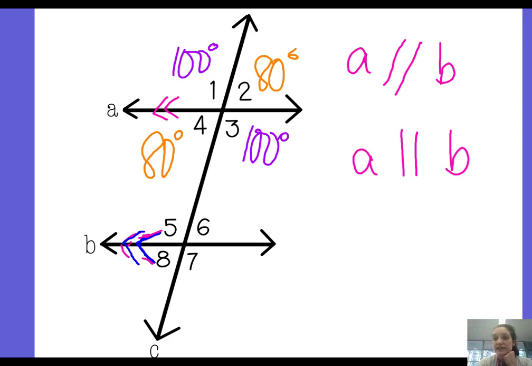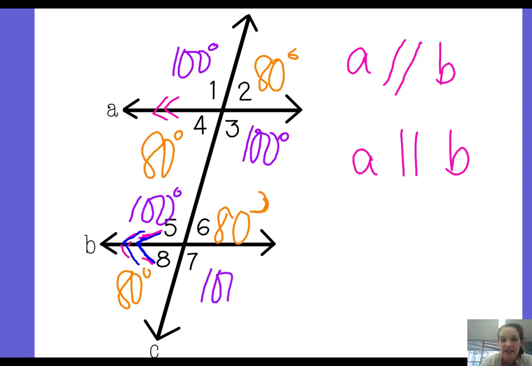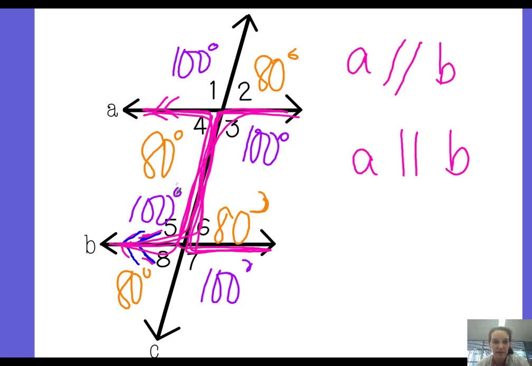Okay, we just learned about some special relationships when those lines are parallel. So when line A and line B are parallel, I know that my alternate interior angles are congruent. So angle 4 and angle 6 are congruent, so that means angle 6 is 80 degrees. And if angle 6 is 80 degrees, then angle 8 is 80 degrees. And if angle 8 is 80 degrees, and angle 8 and angle 5 form a linear pair, then angle 5 is 100 degrees, and angle 7 is 100 degrees. So if we're looking at our same side interior angles, these are not congruent, but they are supplementary. So 4 and 5 are supplementary, and angle 3 and angle 6 are supplementary.